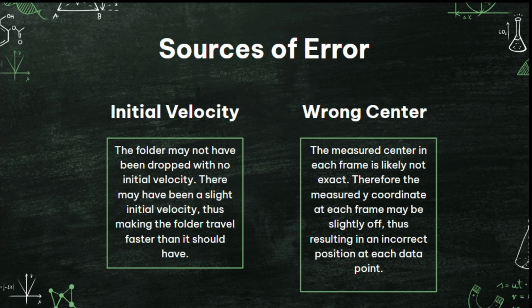So some sources of error: the folder may not have been dropped with an initial velocity. There may have been a slight downward initial velocity, thus making the folder travel faster than it should have. And the center could have been wrong on each frame, since it is kind of hard to find the exact center. So the position may be slightly off too on each data point.